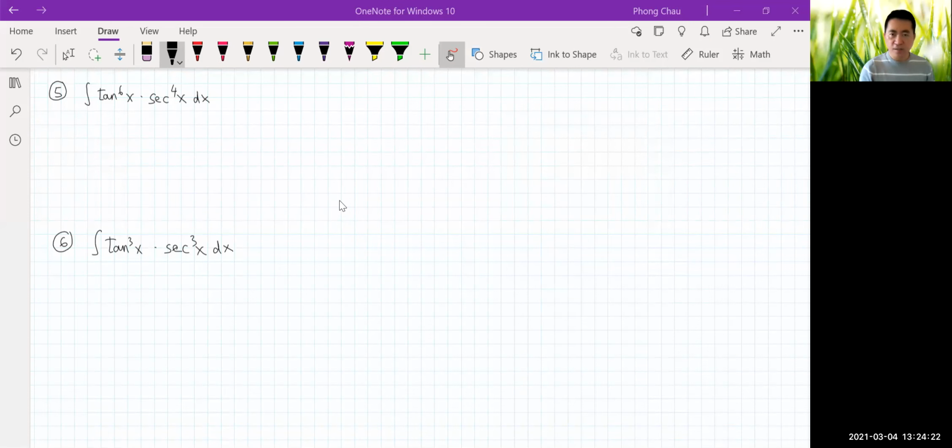This is section 8.3, part 2, the trigonometric integral.